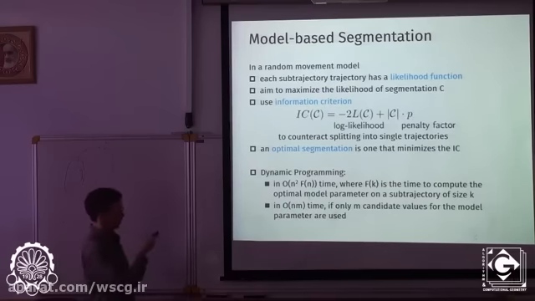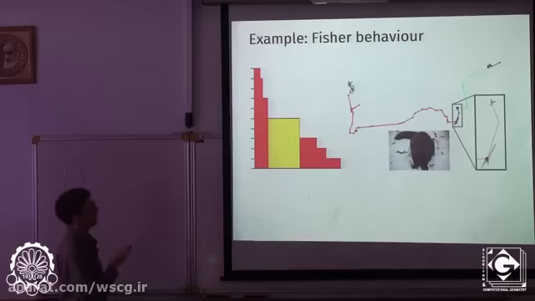So let me show an example of a result for this. What I'm showing here is the number of segments versus the penalty factor. The larger the penalty factor, the more costly it is to use many segments. So if I have a large penalty, I would use very few segments. So at the end, I will only use one segment. On the other hand, if I have a very low penalty factor, I will have many segments.